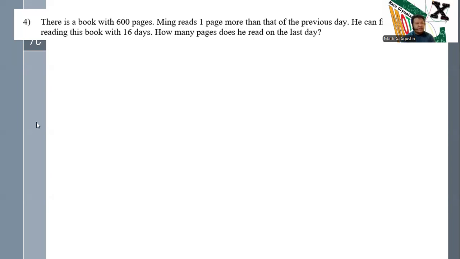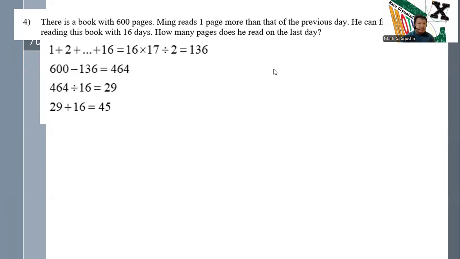Okay, so for this situation, how do we solve that one? As you can see, 16 days. The first day is one more than the previous page, but on the last day it will be a different number, right? So how do we solve for this one? He can finish reading this book within 16 days. So for that case, we are going to try to find out the number. We don't know exactly how many pages on the first day, okay?